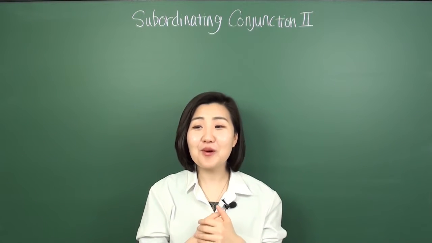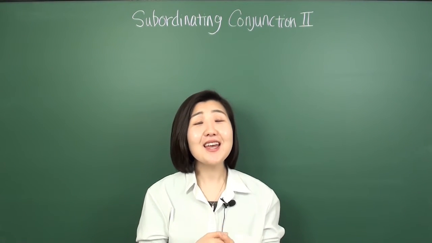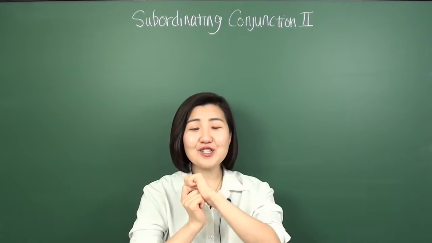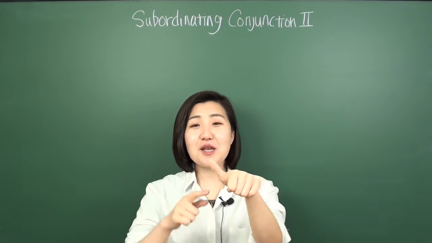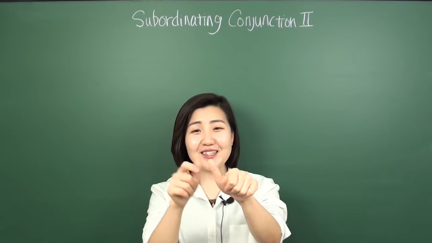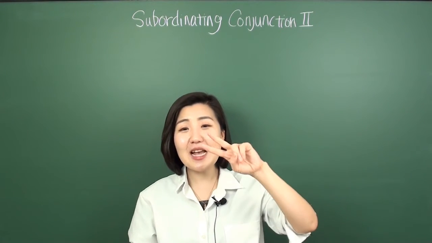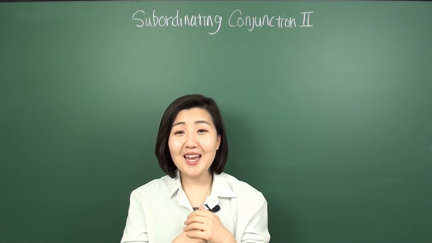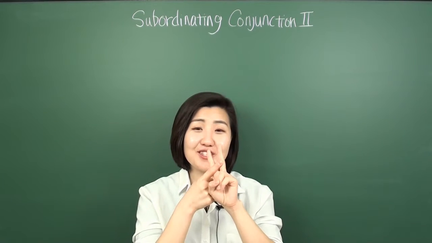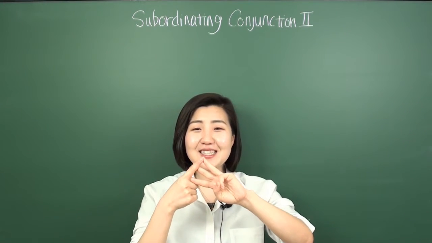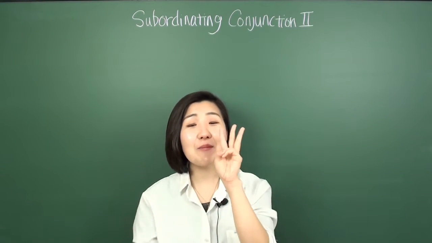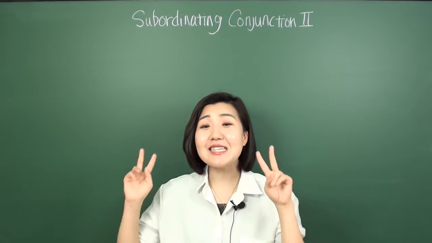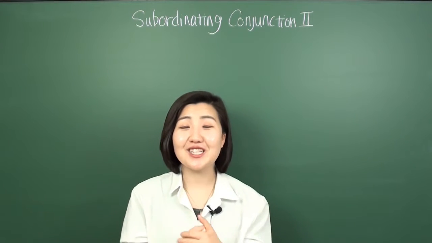Conjunction, right? Subordinating conjunctions. Okay, so we have been learning different conjunctions. What are some different conjunctions? First of all is coordinating conjunction. Good job. The second one is correlative conjunction. The third one is subordinating conjunction, right? So today's lesson is the second part of subordinating conjunction.